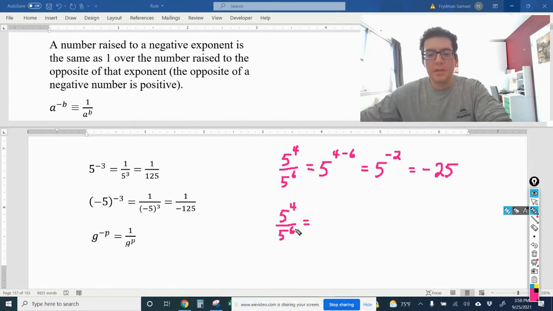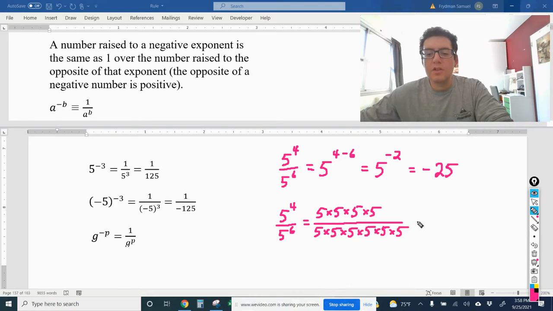5 to the 4th means 5 times 5 times 5 times 5. And 5 to the 6th means 5 times 5 times 5 times 5 times 5 times 5. Okay, so a whole bunch of these 5s are just going to cancel out. These cancel, cancel. And what we're left with is 1 over 5 times 5, which means 5 squared. 5 squared is 25. Okay, so we get 1 over 25.